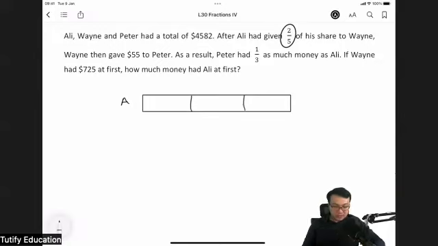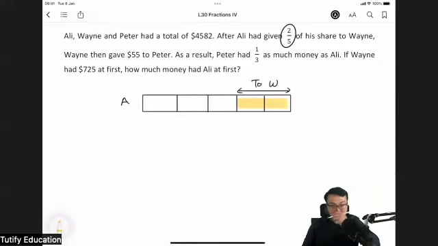3 units. How to label? How many units? 5. Yes, you need to start with 5 units. So once you have 5 units, then you can give how many to Wayne? 2 units. Yes, you can give 2 out of 5 to Wayne. Let me just highlight this, already being given to Wayne.